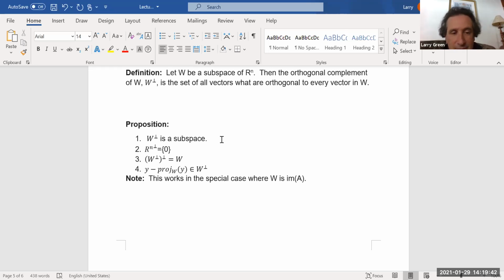Two, the Rn perp, because Rn is a subspace of itself, Rn perp is equal to just the 0 vector. And then W perp perp, because remember that we now know that W perp is a subspace. So if we take the perp of that subspace, you actually get back W. And visually that makes sense if you think about that line and plane, because if you have a line through the origin and its perp is the plane that's perpendicular to that line, then the perp of that plane is going to be the line that you started with. Do you believe that?